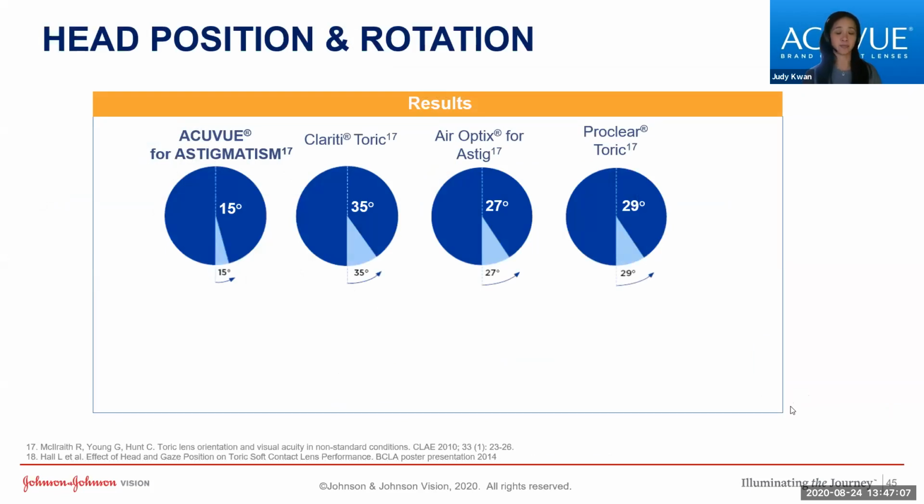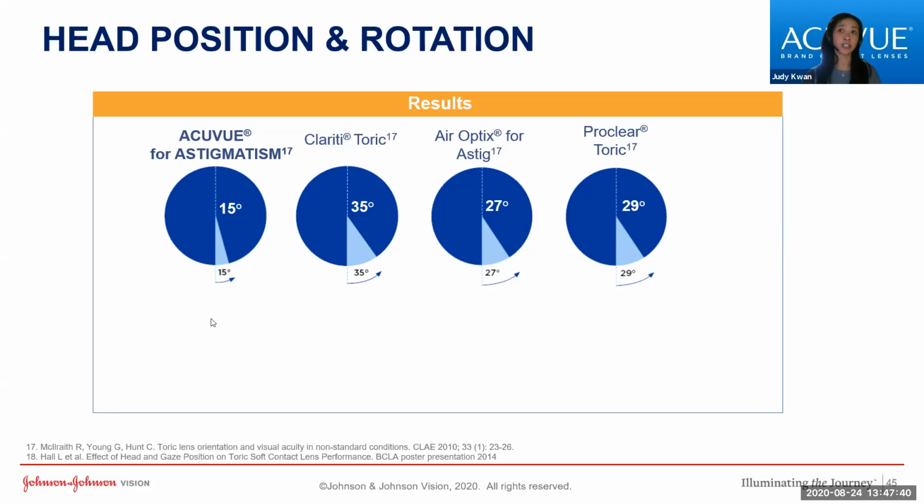Now, the second aspect, as I mentioned earlier on, head and eye movements can actually contribute to approximately 30 degrees of rotation. And if we look at this particular study where they actually asked their participants to turn their head or move their head to a different position, and then they measured how much the contact lens would rotate. As you can see here, some lenses did rotate greater than 35 degrees.